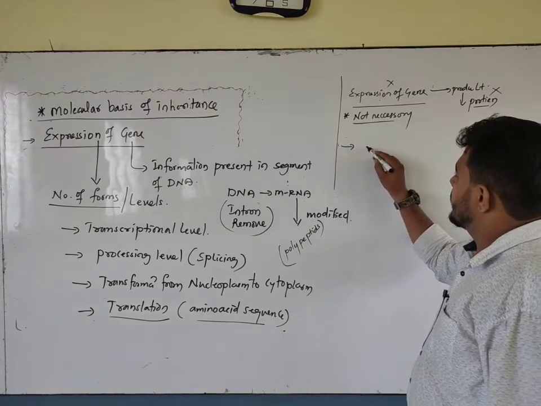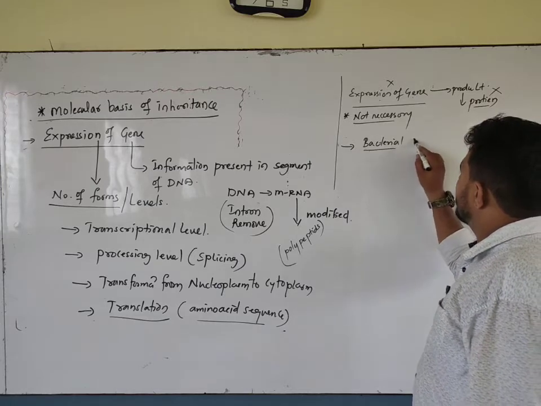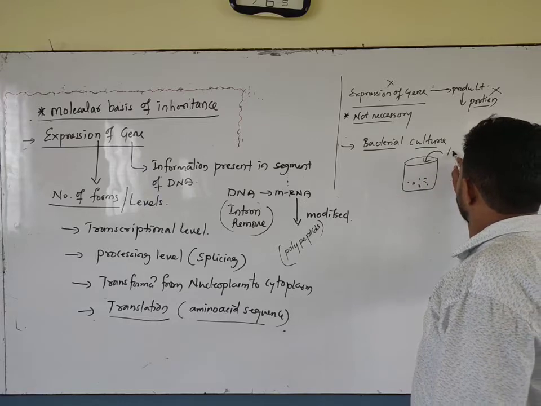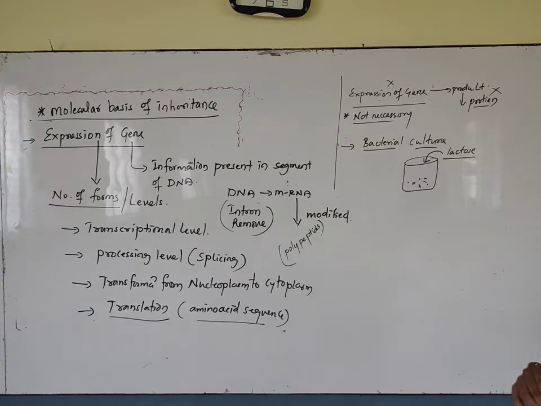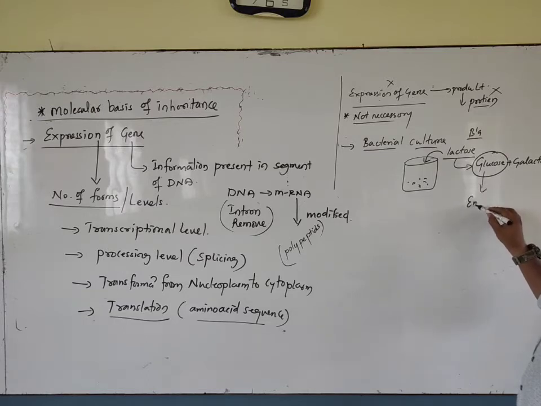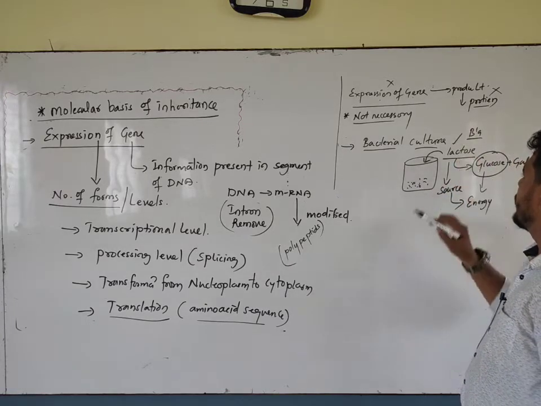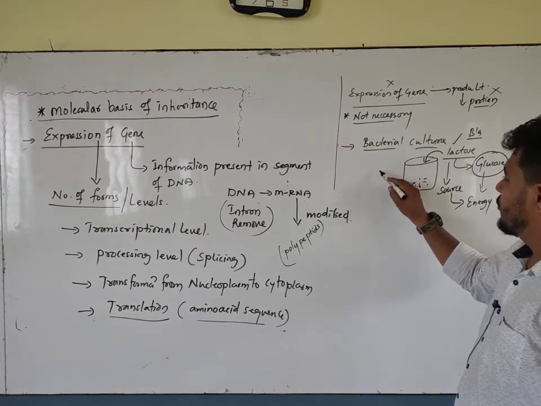You can take the example of a bacterial culture. In a bacterial culture, if you have added lactose, lactose is converted by bacteria into glucose and galactose. This glucose is used as energy. That means lactose is also a source of energy. So whenever you add the lactose, bacteria utilize this lactose.